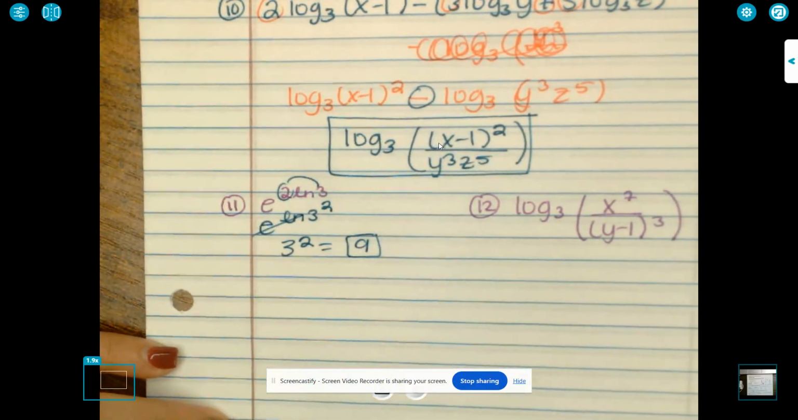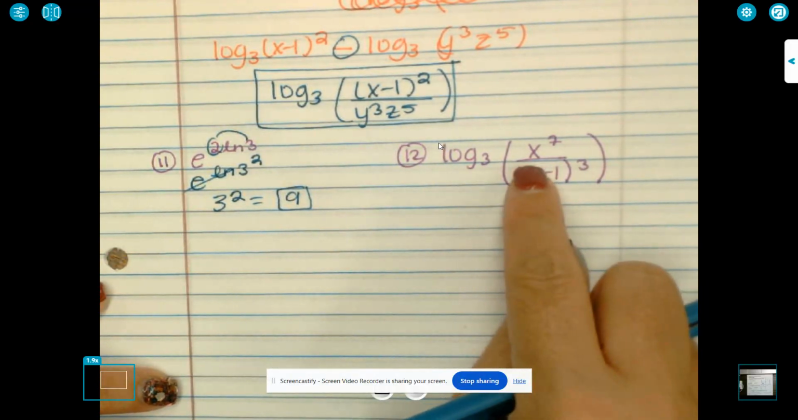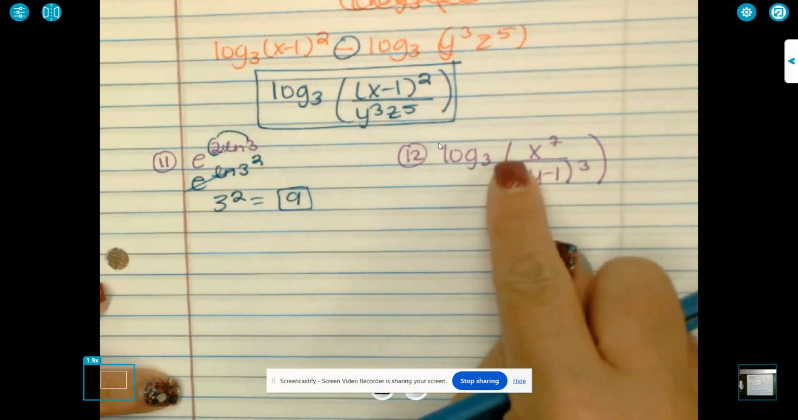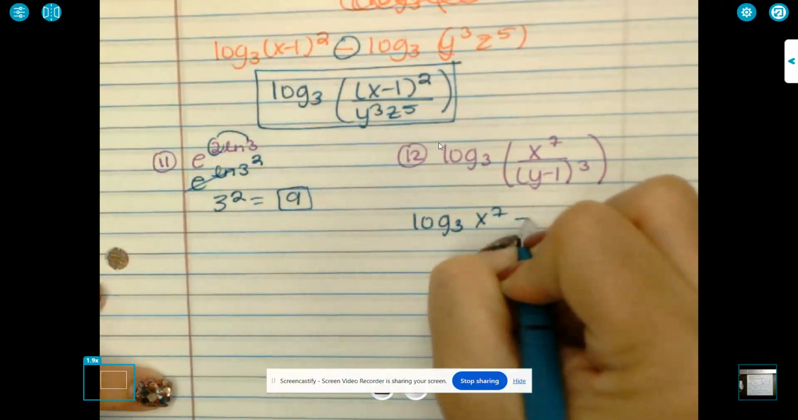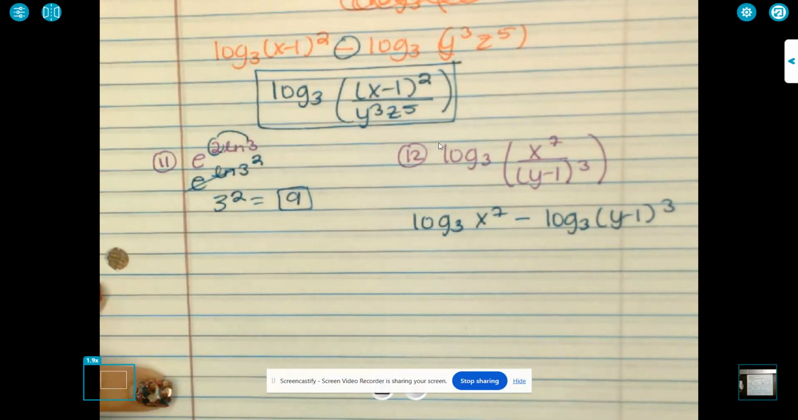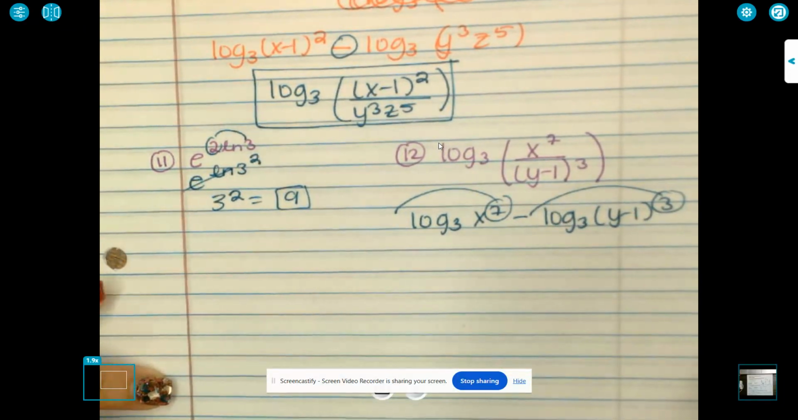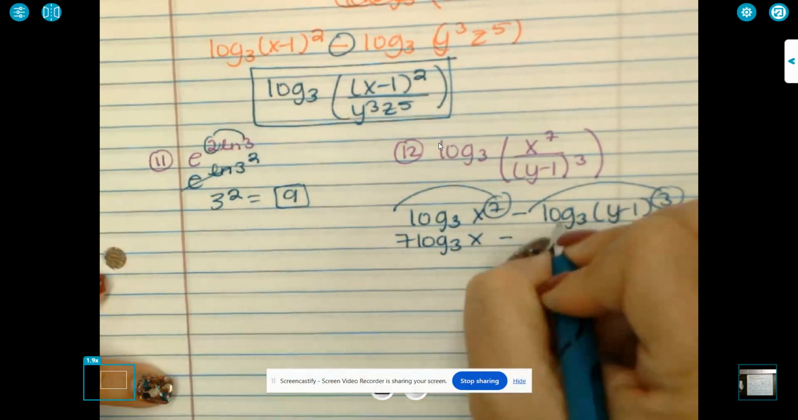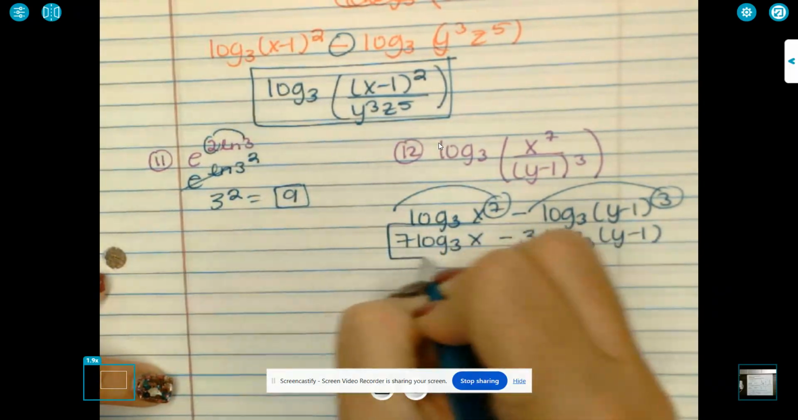All right, number 12 is an expand problem. All right, so the first thing I see here is our division. Okay, so I'm going to go ahead and separate that with a subtraction sign. So log base 3 x to the 7th minus log base 3 of y minus 1 cubed. And then I'm going to take my exponents and bring them down where they belong, which is in the front, making my final answer 7 log base 3 x minus 3 log base 3 of y minus 1.